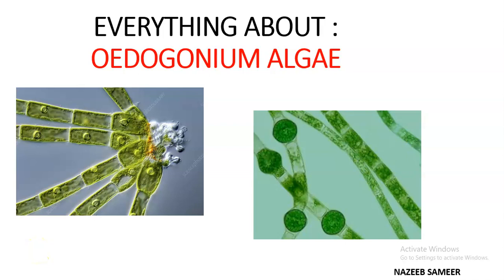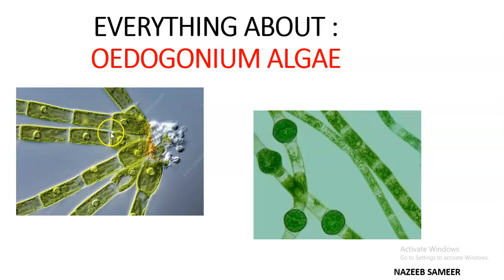Hello, today we are going to learn about Oedogonium algae. It is a freshwater green algae. You can see these filamentous end-to-end connected cells of Oedogonium. This is Oedogonium. This is its reproductive structure called Oogonium. So we will see these things in detail.